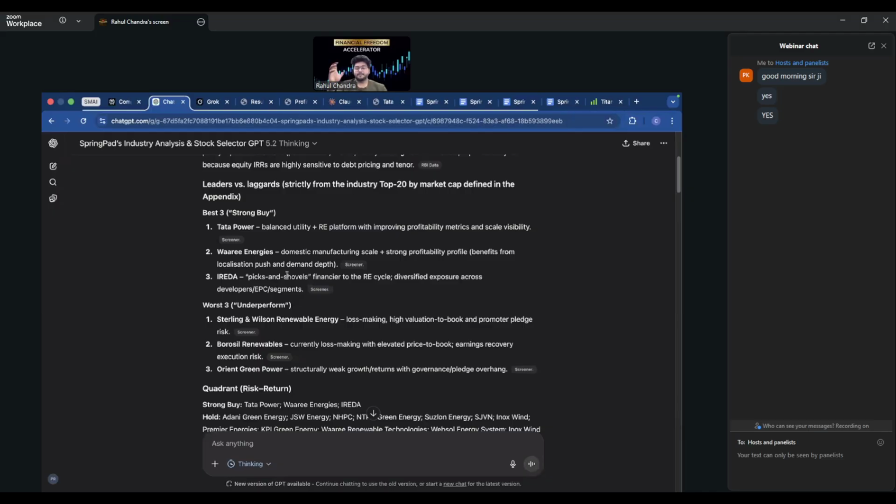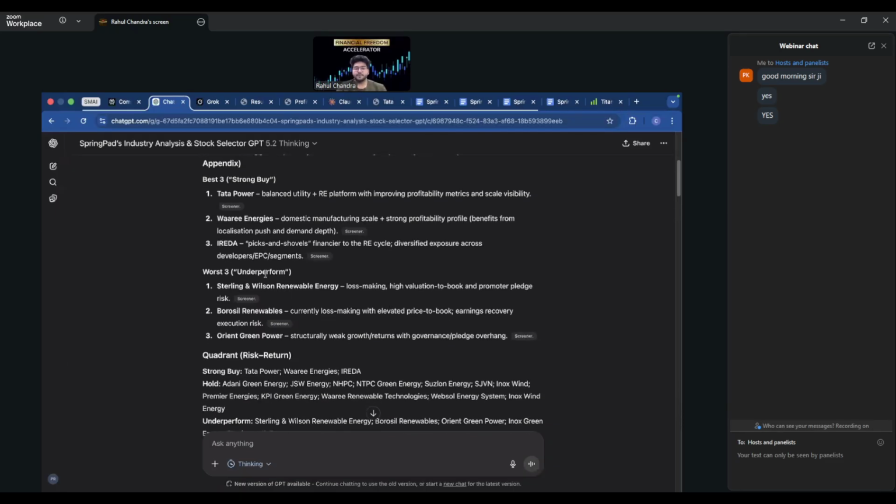Then it is important to know your friends. There's a saying, right? Keep your friends close, keep your enemies closer. What does it mean? That you should know what can harm you as well. Know what is good for you, know what can harm you as well. At the moment, it tells you which are the stocks which are not doing that great. So you can stay away from them at the moment. Which are they? Sterling and Wilson, Borosil Renewables, and Orient Green Power.